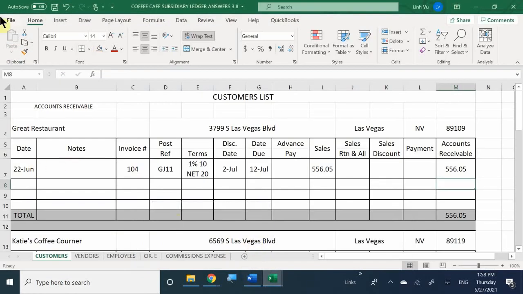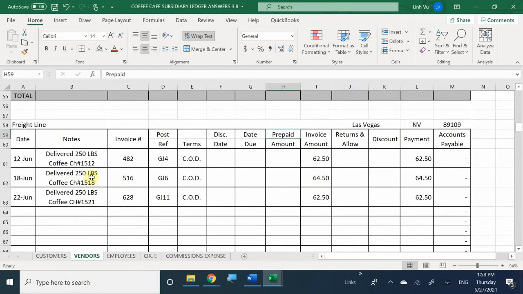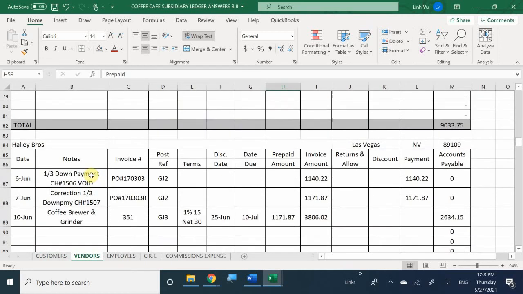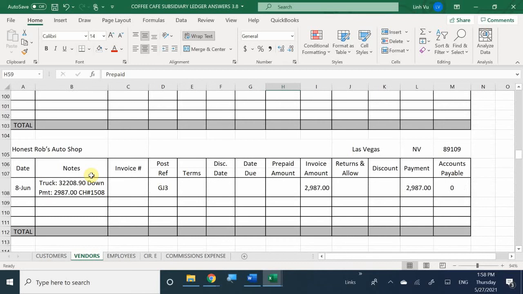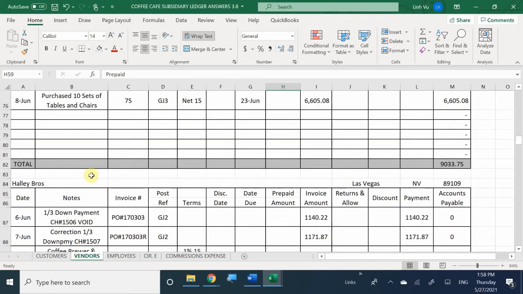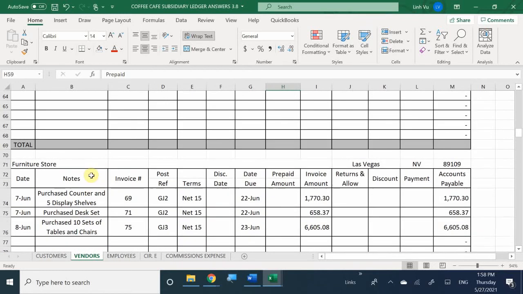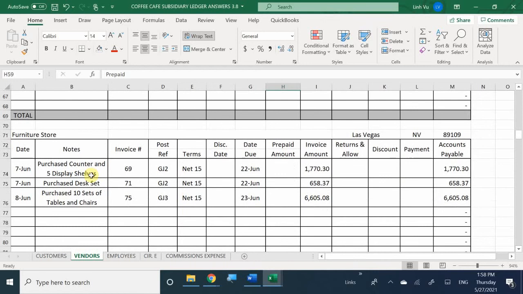So subsidiary ledger, vendors, and we're paying furniture store. Oh, too far down. Furniture store. Here we are. Which invoices are we paying off? Invoice 69 and 71.